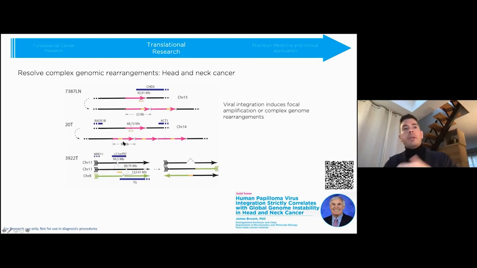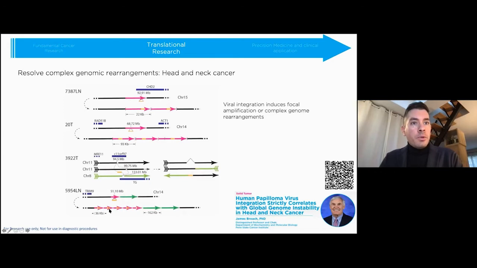lead to more complex rearrangement with here a translocation between chromosome 11 and 8 with HPV at the fusion between these two chromosomes, and the most extensive rearrangement here with a focal amplification of that region mediated by HPV, followed by the duplication of these neighboring fragments.